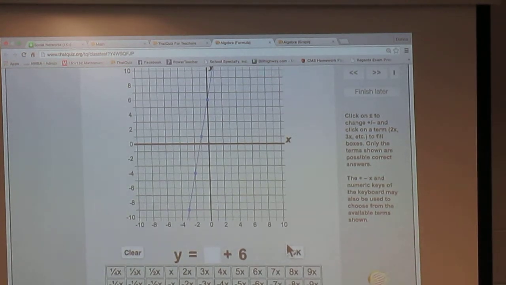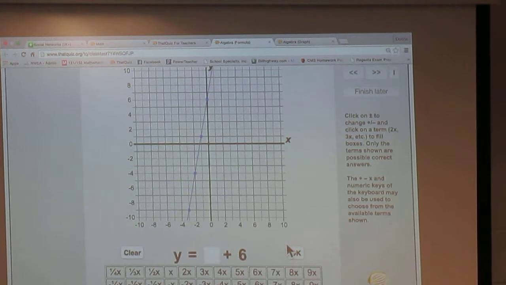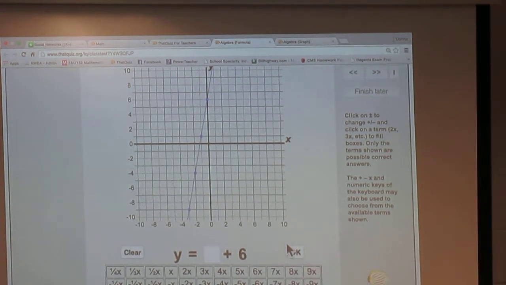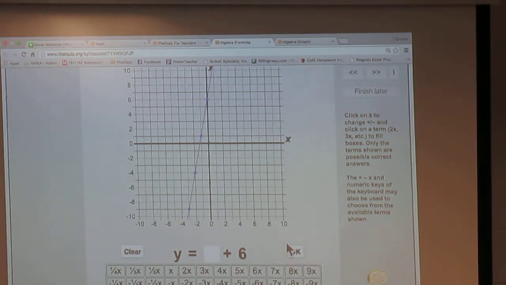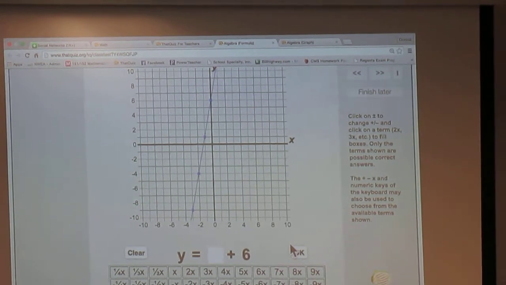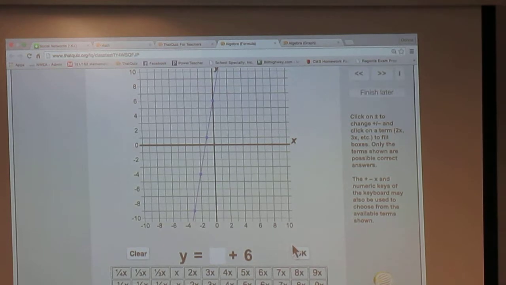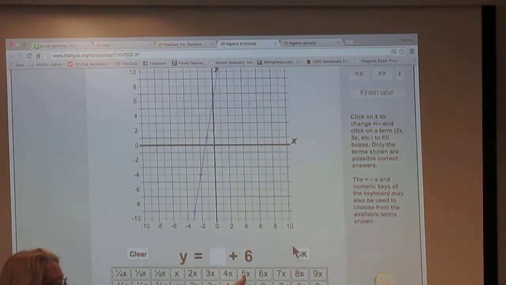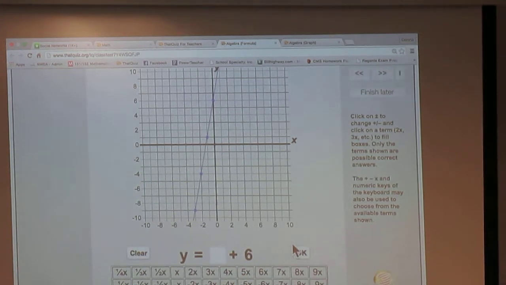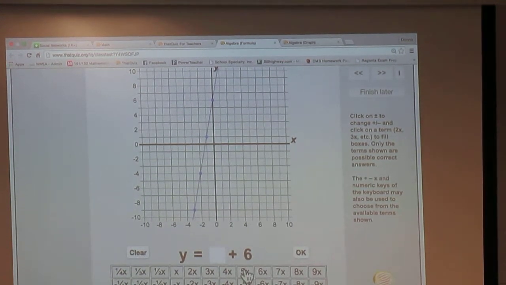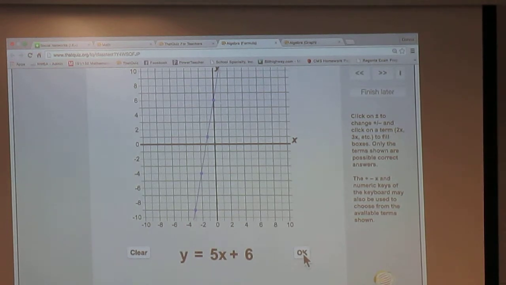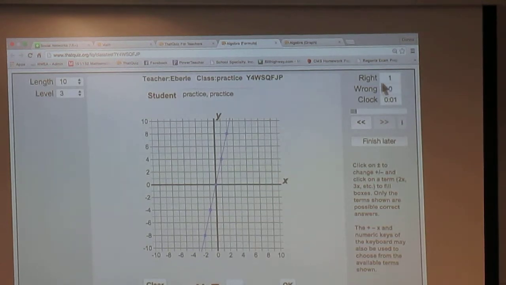Raise your hand when you know. If you need to come closer, you may. Raise your hand when you have it. Tatum, what do you see? 5 over 1, which we know would simplify to 5. So we're going to come down here and choose 5x. And then when we're ready to check, we can hit OK, and certainly we got that one right.